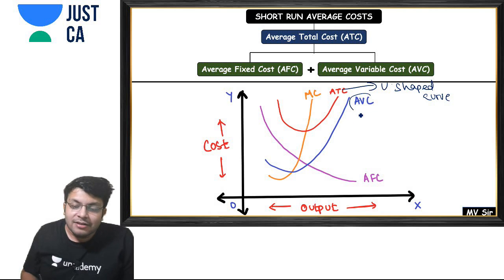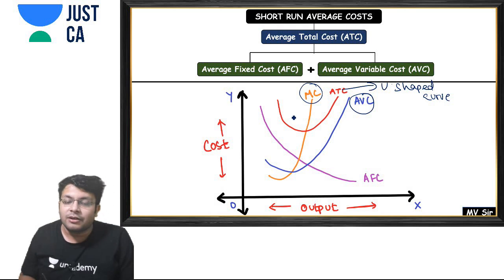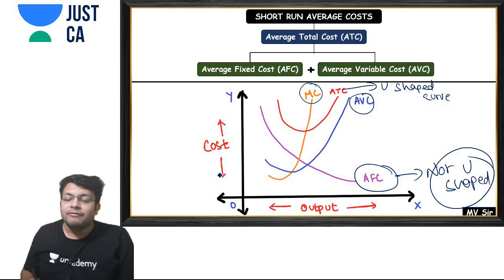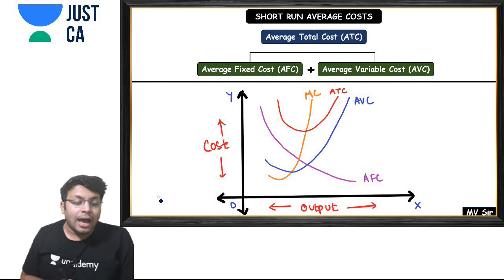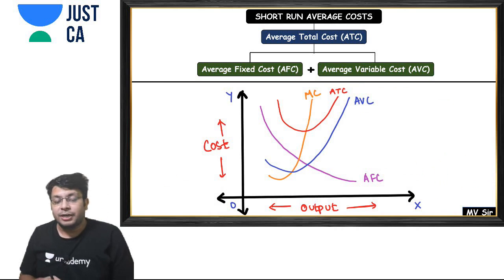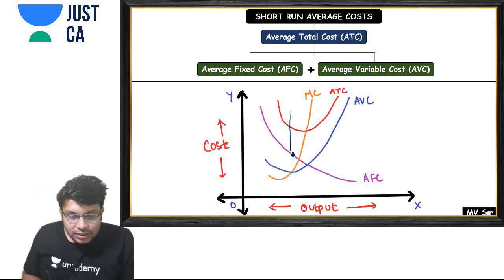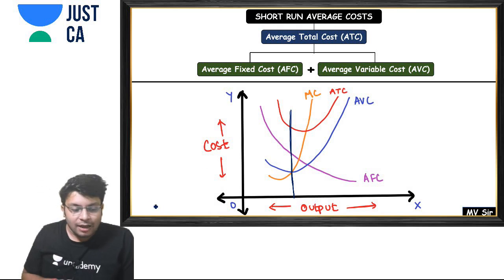Even your AVC is a U-shaped curve. Even your MC, marginal cost curve, is a U-shaped curve. But your average fixed cost curve is not U-shaped. So this also comes as an MCQ, which of the curves is not a U-shaped curve. So average fixed cost is not a U-shaped curve. Now see, up to this level, please have a look.